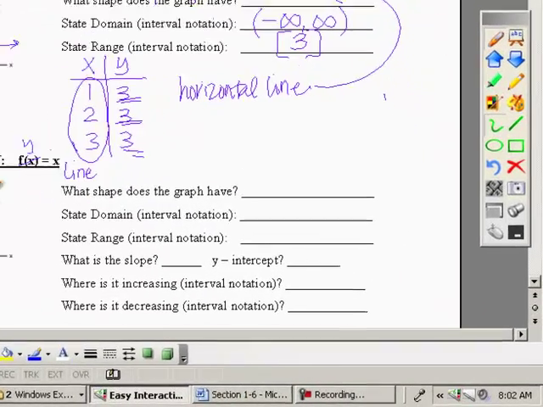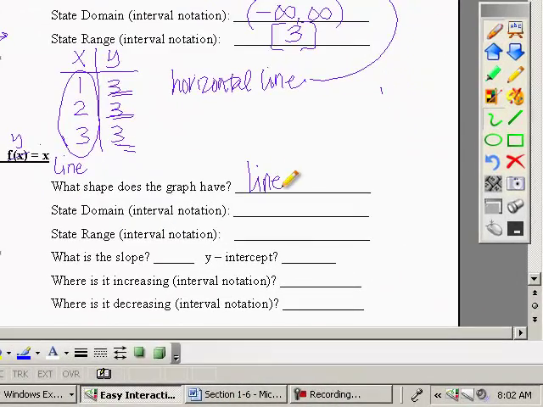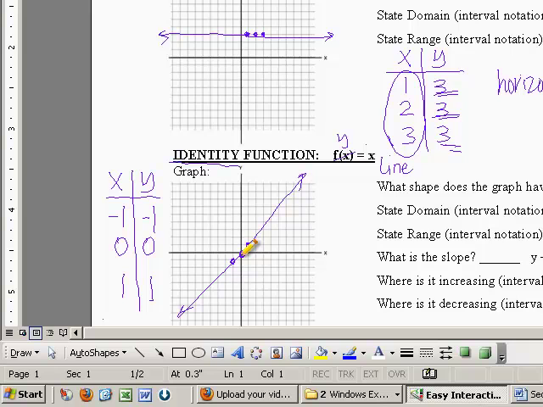What's special about this line is it's a line through the origin. And that's why it's the most basic type of line, because there is no y-intercept. It goes right through that origin.